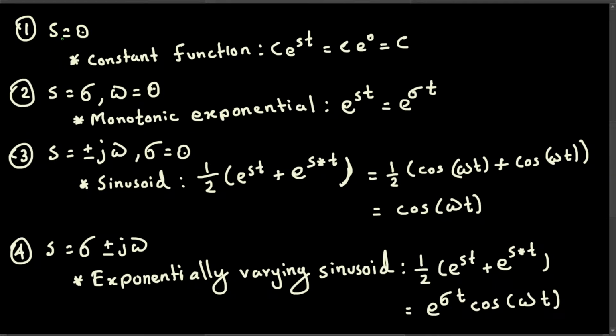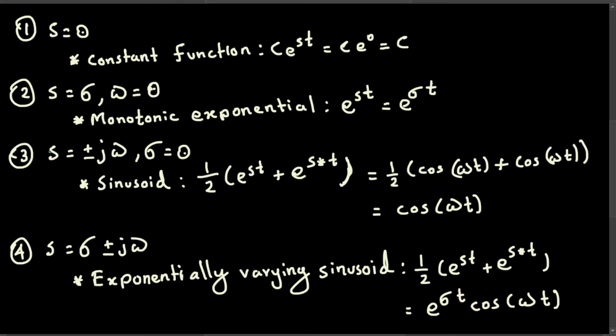And here we have, when s is equal to 0, a constant function. c e power st can be written as c e power 0, therefore the constant value. And the second situation, when s is equal to sigma, omega is equal to 0, that's a monotonic exponential, e power st, that's equal to e power sigma t.